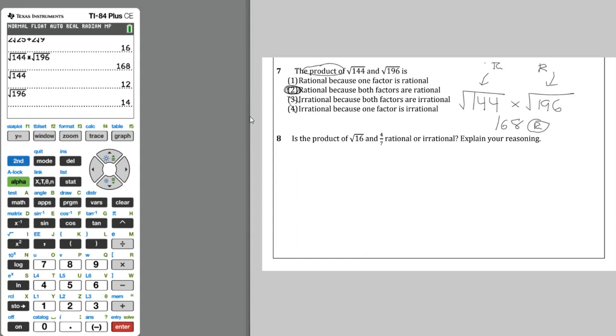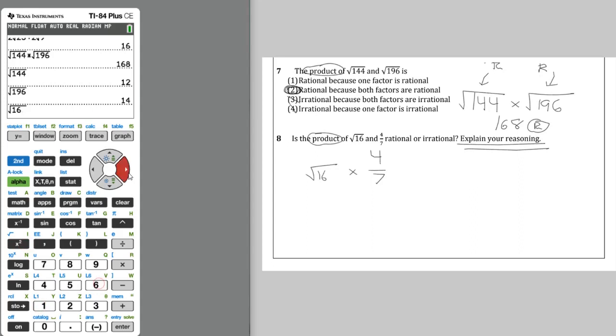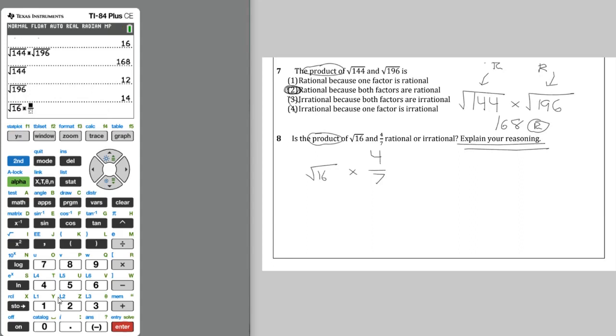And my last one is the product of square root of 16 and 4/7, rational or irrational? Explain your reasoning. All right, so again, I have to know what this word means, and I have to be able to do it, because product means multiply. Same thing. 4 does not like me, and I don't know why. I'm going to make just a big 4. There we go. All right, so in my calculator, I'm going to do that calculation, square root of 16, and I'm going to use my fancy alpha y equals button to get my fraction looking nice.